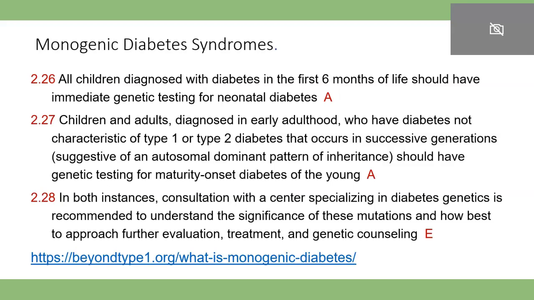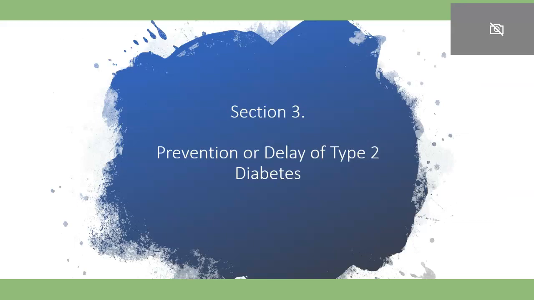That just seems like a no-brainer. As you can see, it's a recommendation level A. And children and adults diagnosed in early adulthood should have genetic testing also. Now remember, level E means expert, like expert advice, and the consensus is in that. So there's a link down here, beyondtype1.org, and it explains more about monogenic diabetes. And that is it on this set.